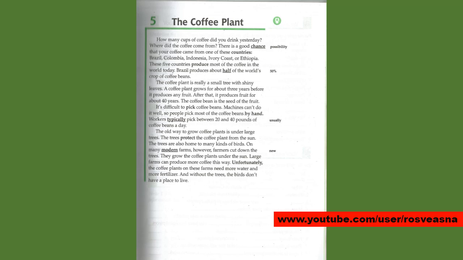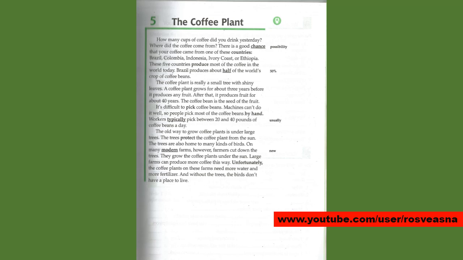Brazil produces about half of the world's crop of coffee beans. The coffee plant is really a small tree with shiny leaves. A coffee plant grows for about 3 years before it produces any fruit. After that, it produces fruit for about 40 years. The coffee bean is the seed of the fruit.